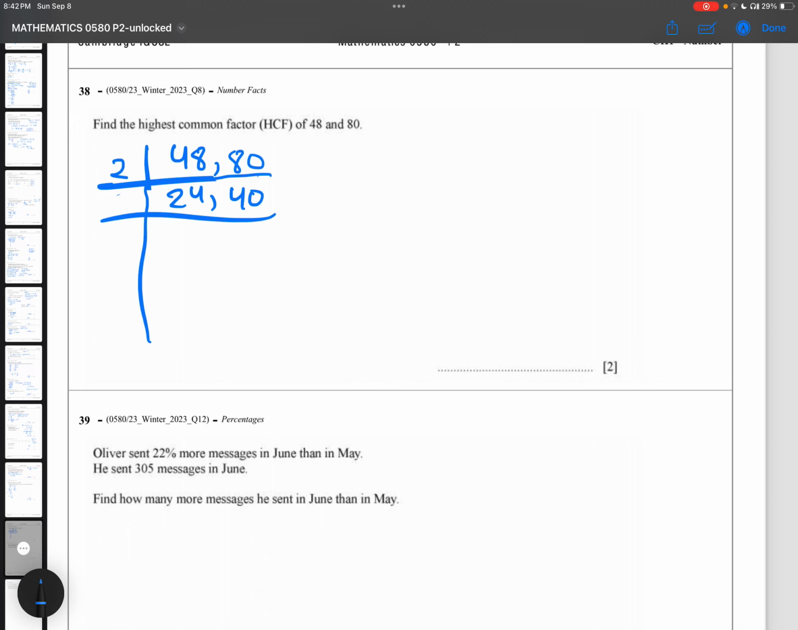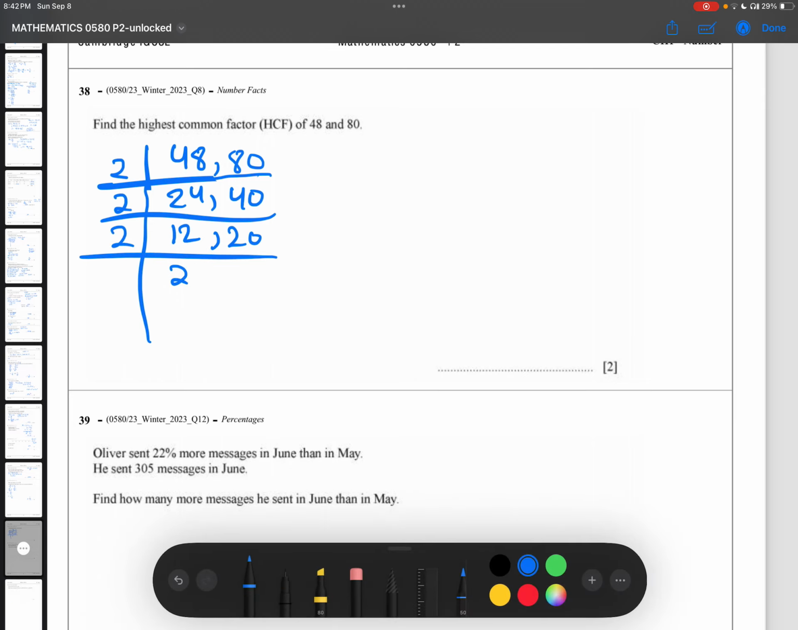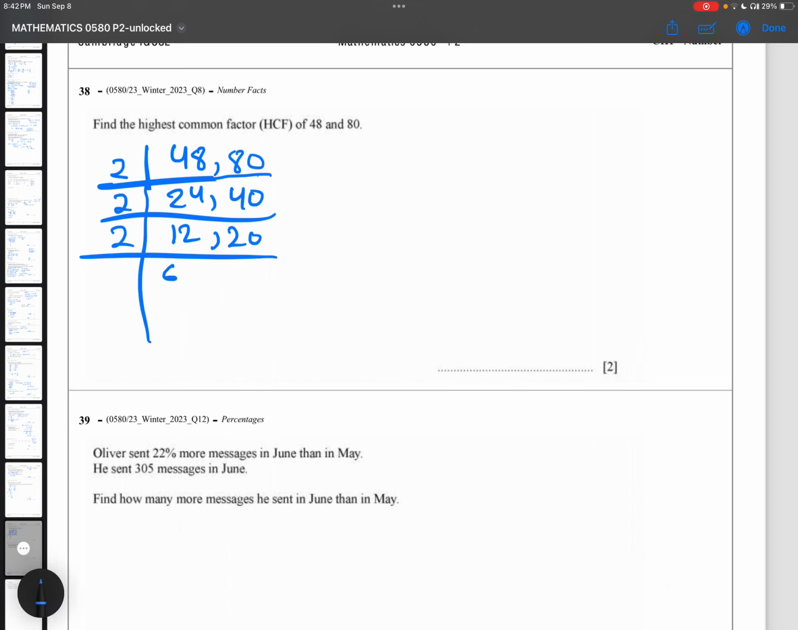Again, both these numbers are divisible by 2. 2 into 12 is 24. 2 into 20 is 40. Again, we divide these two numbers by 2. 2 into 6 is 12, and 2 into 10 is 20. Again, we divide by 2. 2 into 3 is 6. 2 into 5 is 10. Now, 3 and 5 don't have a common factor. They are not divisible by any common number.